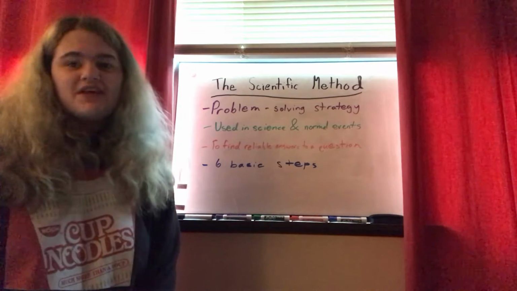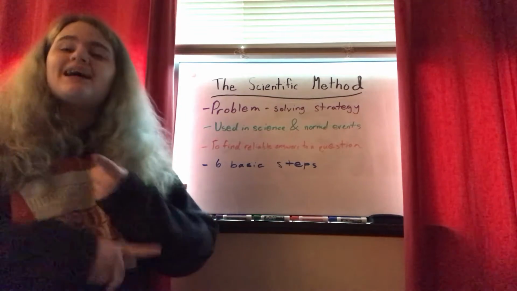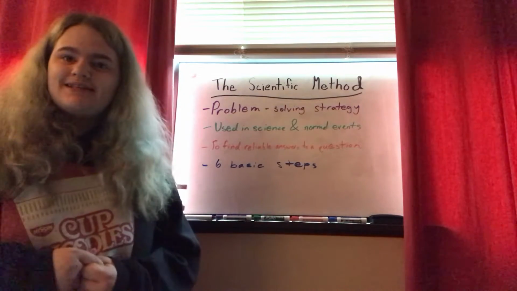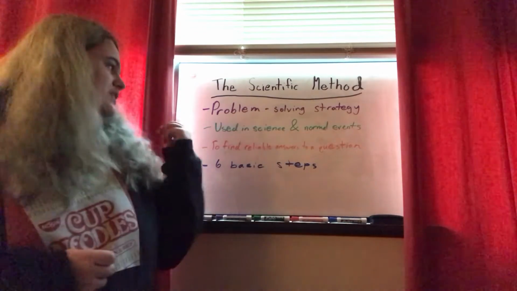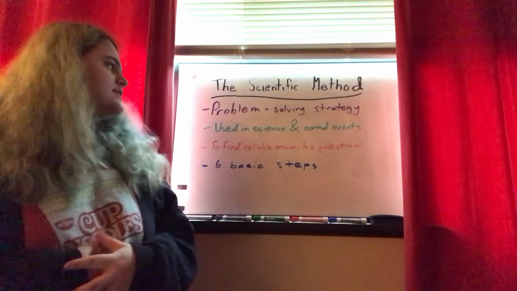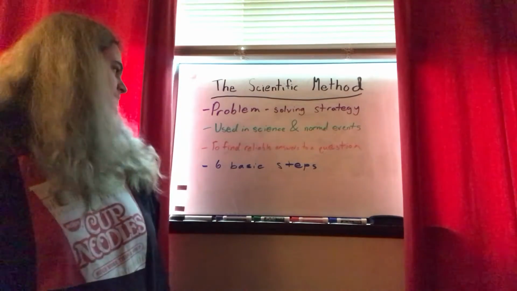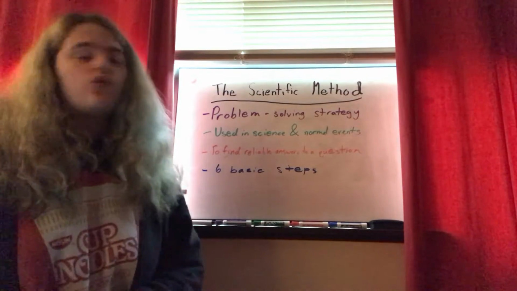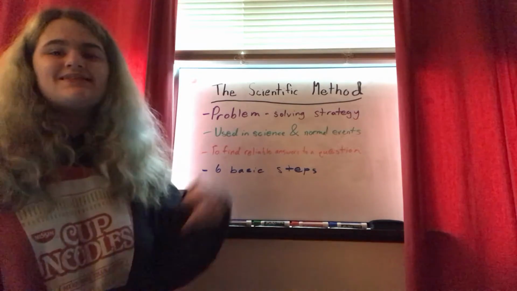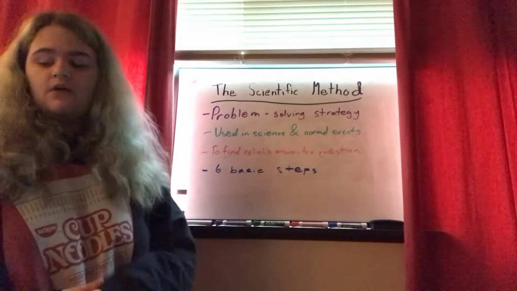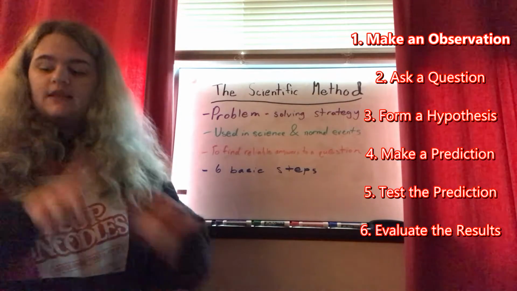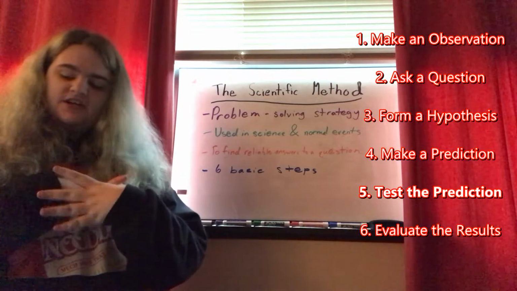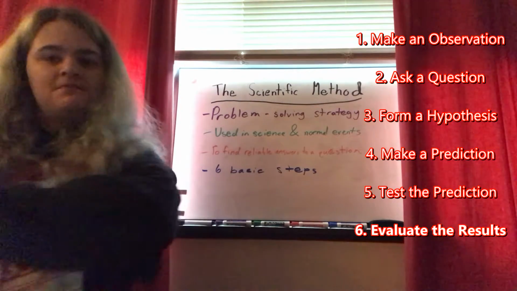The scientific method is a problem-solving strategy used by scientists, biologists, and even everyday people. It is used in sciences such as biology and psychology, and even in normal events and circumstances, just without conscious effort. Its goal is to find reliable, supported, and logical answers to a question or a problem. It comes in 6 basic steps, which will be listed right over there. Make an observation, ask a question, form a hypothesis, make a prediction, test the prediction, and evaluate the results.